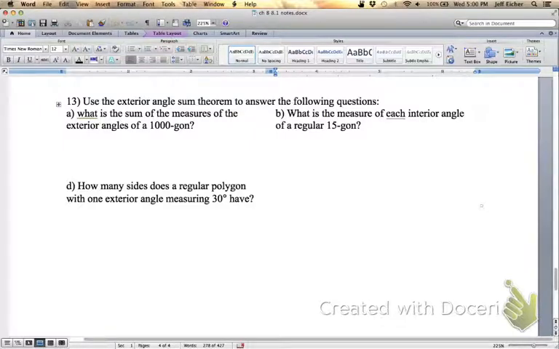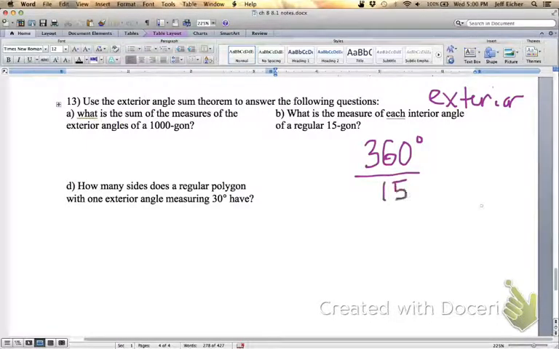Let's find an exterior angle first, just one of them. You know that the sum of all the exterior angles is 360. Divide by 15. Well, let's see. 2, 4. I think I did that right. 24 degrees is an exterior angle.